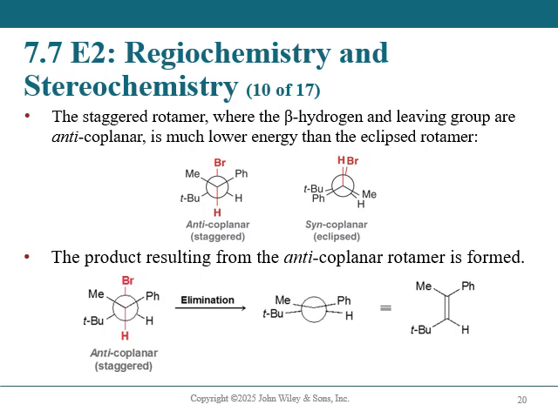The staggered rotamer, where the beta hydrogen and the leaving group are anti-coplanar, is much lower energy than the eclipsed. The consequence of that is that the product resulting from the anti-coplanar rotamer is formed. So based on that, we can start making predictions as to what type of product we will get, whether E or Z, when it comes to elimination reactions.